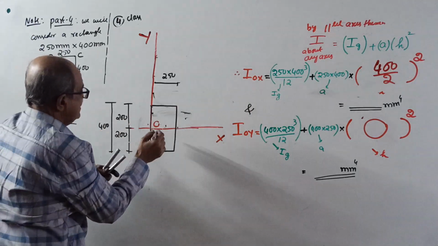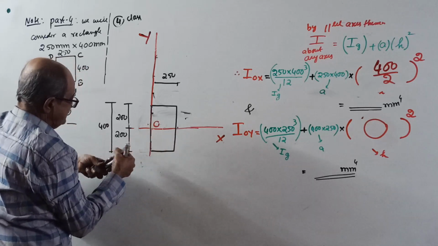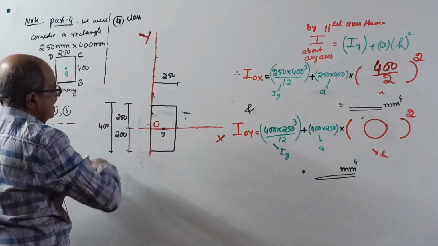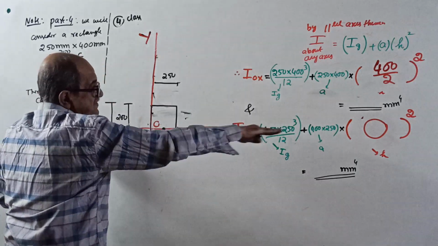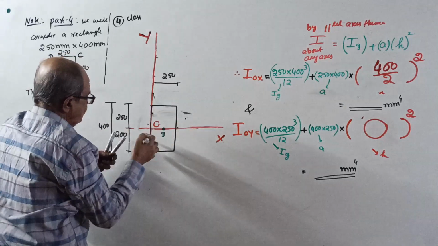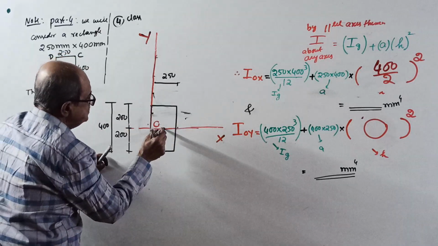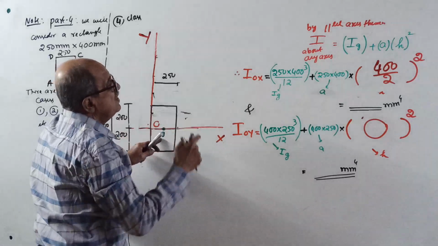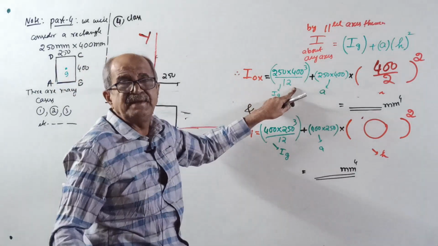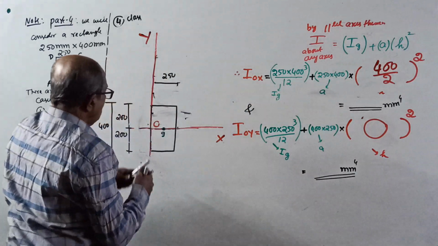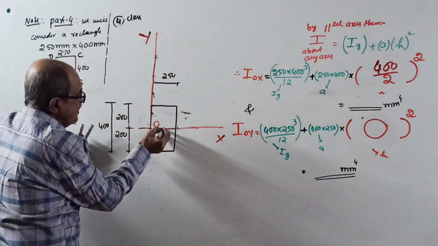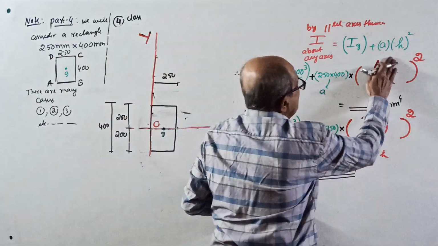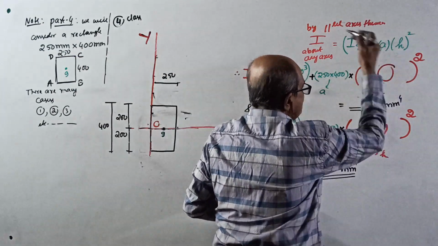Now the centroid will be here, in green color. Its centroid is here, G. Start with I about the OX axis. First come to the axis passing through the centroid G, parallel here. I about this axis is 250 into 400 cube by 12. Next time I won't tell. Plus area into the perpendicular distance from centroid to it, which is 0 square.